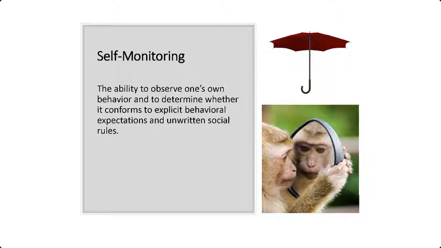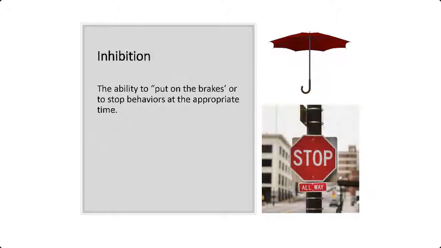Number 5, self-monitoring. The ability to observe one's own behavior and to determine whether it conforms to the behavior expectations of unwritten social rules. So we see this often when a child transitions from one location to the other. Maybe they're out on the playground and they're doing WrestleMania or who knows what with their friends, and everyone comes in the classroom and most students are ready to transition and learn. And our student might bring what was going on in recess or in the lunchroom back into the classroom, or vice versa.